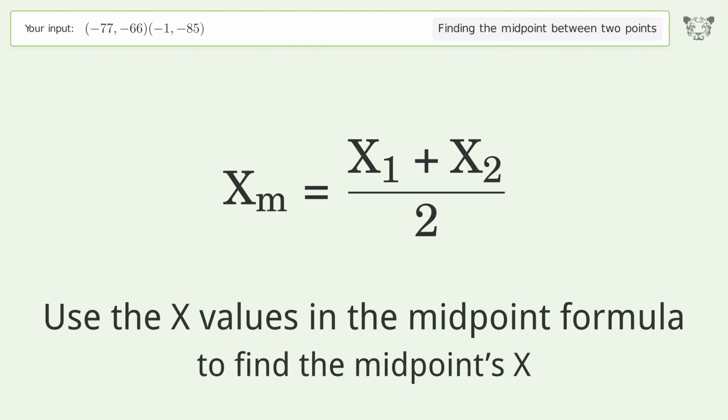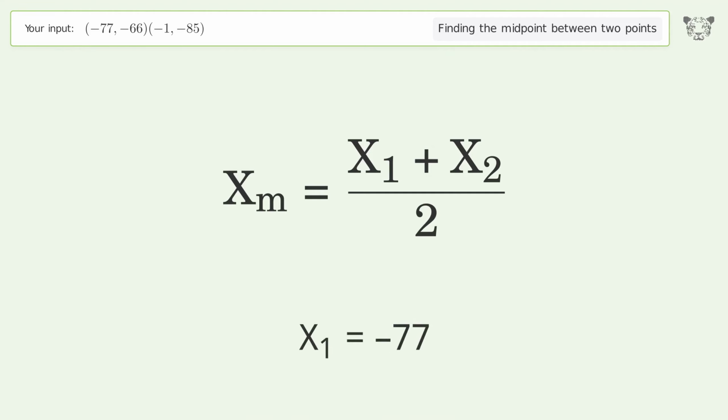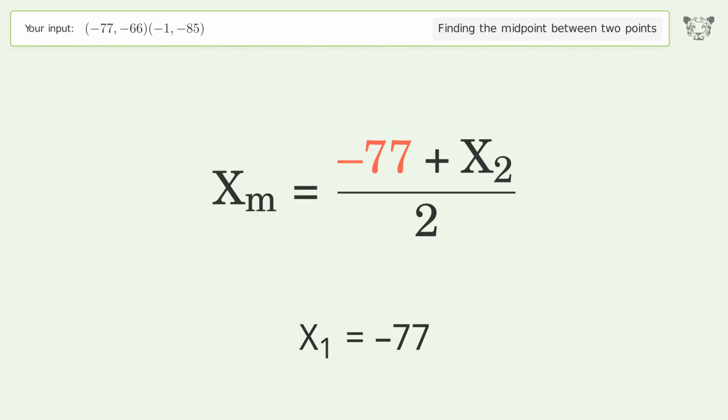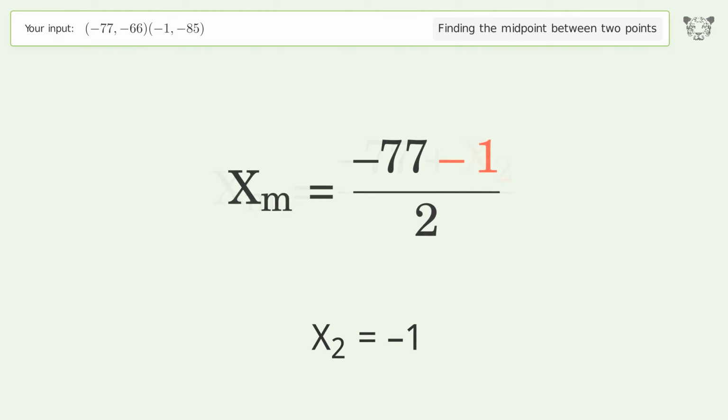Use the x values in the midpoint formula to find the midpoints x. x1 equals -77. x2 equals -1. Simplify the arithmetic.